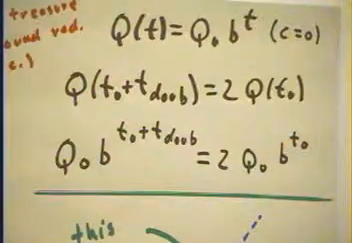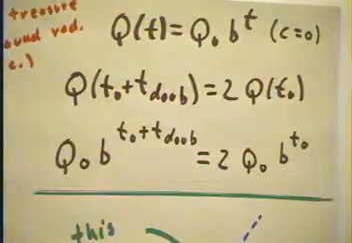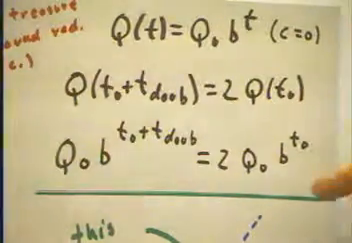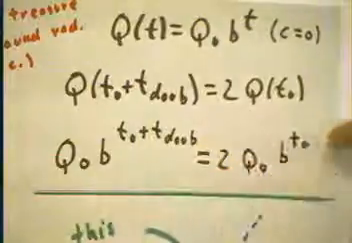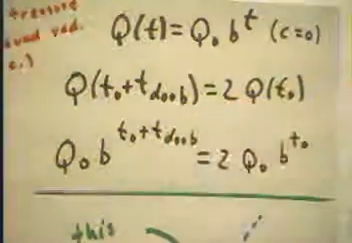I'm listening to some bad noises that you might hear in your tape that are being made by my recorder here. I'm going to have to attend to that in a second. In any case, we obtain this equation, and this equation is going to tell us what t dub is, because we're going to be able to solve it for t dub.